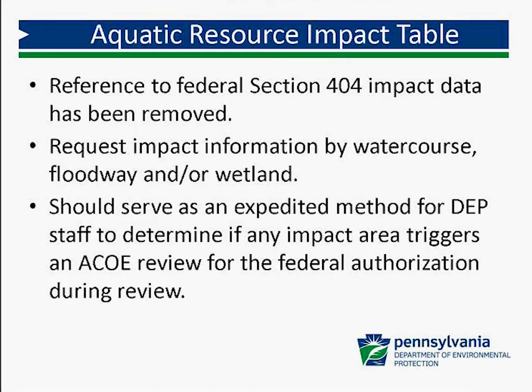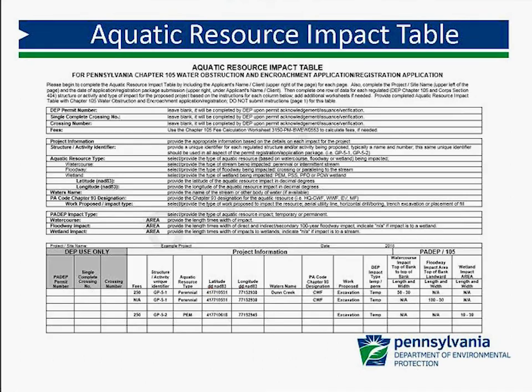The request for impact information will now be by watercourse, floodway, and/or wetland, and it should serve as an expedited method for DEP staff to determine if any impact areas trigger a Corps review for the federal authorization during that review. And the Aquatic Resource Impact Table itself will become an attachment as part of the registration form. What you're seeing right now is a copy of that with an example. I just informed staff that we're going to add additional information for the examples to provide even a little more clarity.